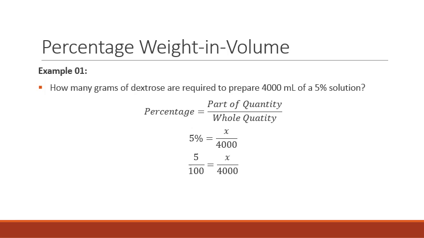So if we keep the value of x on one side and bring the 4000 to the other side, x will be equal to 5 into 4000 divided by 100. If we calculate, x will be equal to 200. That means 200 grams of dextrose will be required to prepare 4000 ml of dextrose 5% solution.